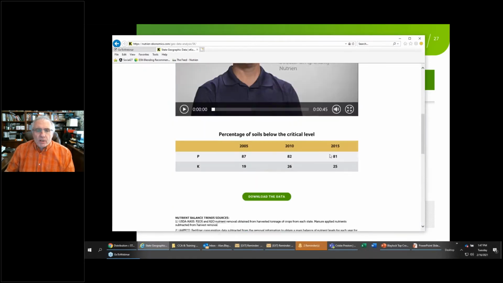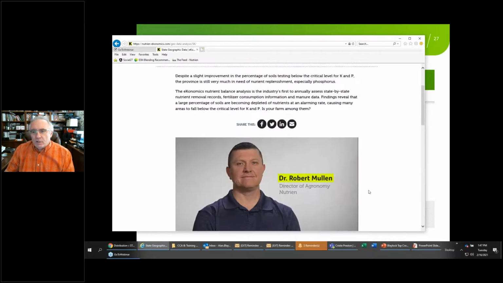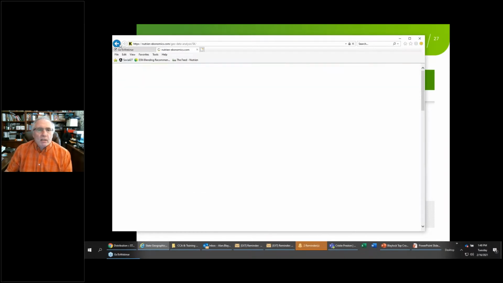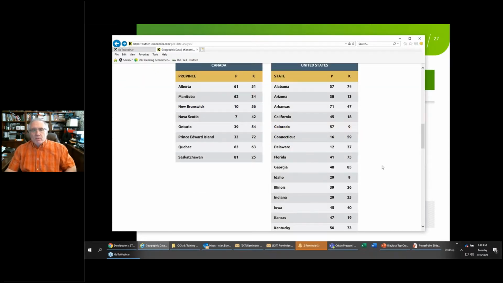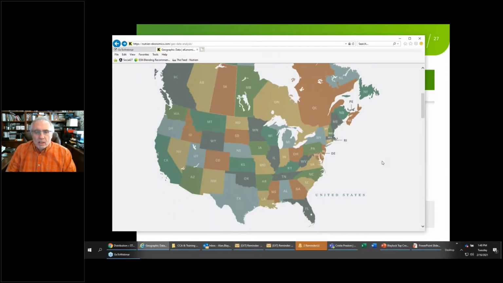So here, for example, for Saskatchewan, percentage of soils below the critical level in a small table. So you can download the entire database. It's a very large file, many pages, 40 some pages of data, to actually get some additional data on crop removal and nutrient balance, similar to what I showed you from the NuGES site. So those are some tools that may be of interest for some of you. You can log on and play around with that. Again, those are high-level trends, but may give you clues as to what you want to look at.